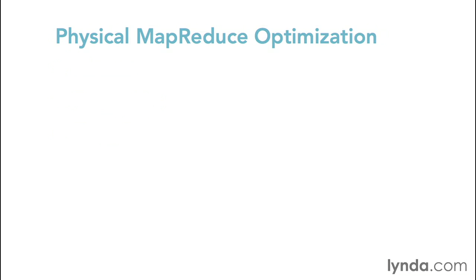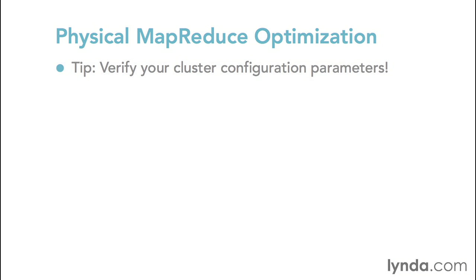When we think about physical MapReduce optimization possibilities, the number one thing that I see out there in the wild is that the cluster configuration parameters have somehow been changed, and there's not a good business reason for those changes. People are just trying things out, and it's not documented. And what happens is on different MapReduce jobs, because we have non-standard configuration parameters, there's unexpected behavior.